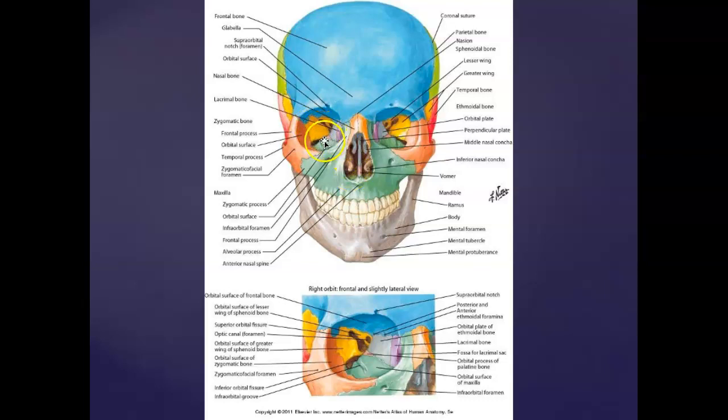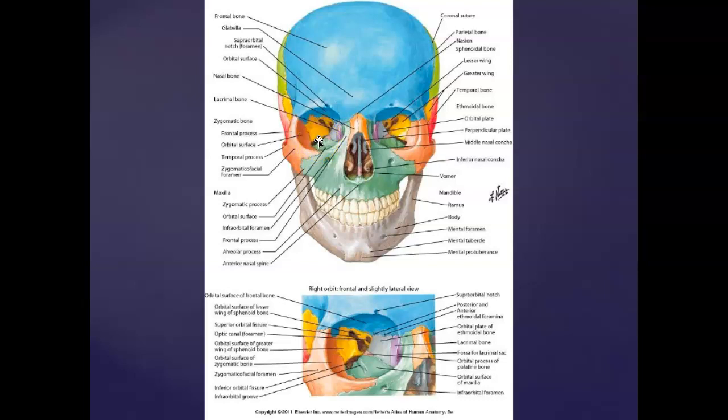The inferior orbital fissure is right there between the sphenoid and the maxilla. That's where a branch of the maxillary artery is going to come out, and a nerve branch from the maxillary division of cranial nerve number 5, the trigeminal nerve. Another branch is going to exit through here.